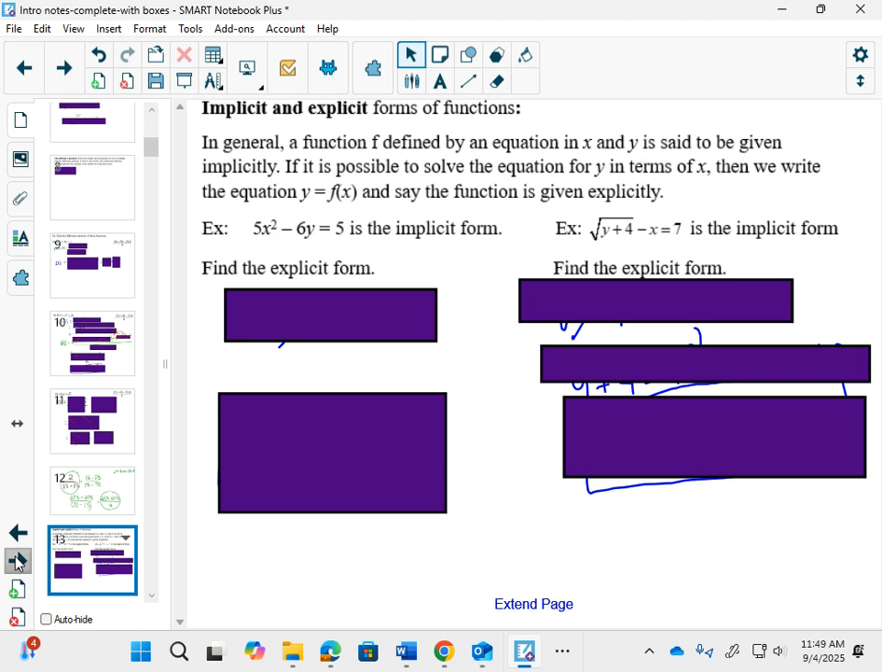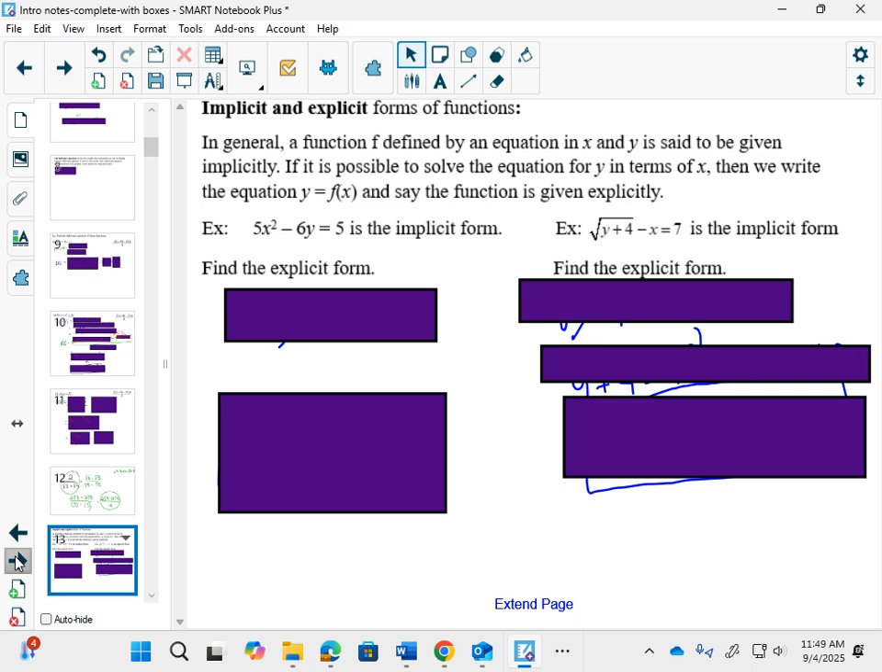We generally deal with explicit functions, especially if you have a graphing calculator. You can only type things into your calculator if the y is by itself. Y equals 3x plus 1. If it's any other way, you'd have to rearrange it first. Any of those other ways are implicit forms.